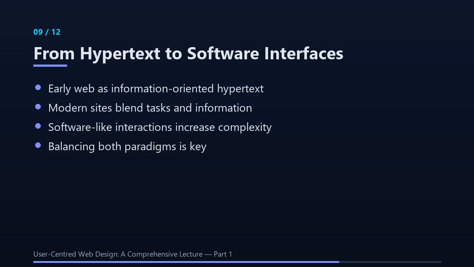This evolution introduced task-oriented interactions, such as filling out a checkout process or configuring settings, which demand a higher level of usability engineering. Modern sites therefore sit at the intersection of hypertext, providing rich informational content, and software interfaces, supporting complex user tasks. Designers must carefully balance these two aspects, ensuring that the informational richness does not overwhelm task efficiency, and that task flows do not obscure the underlying content.